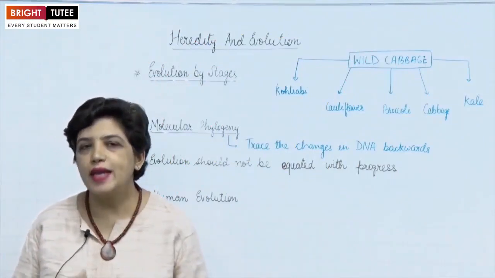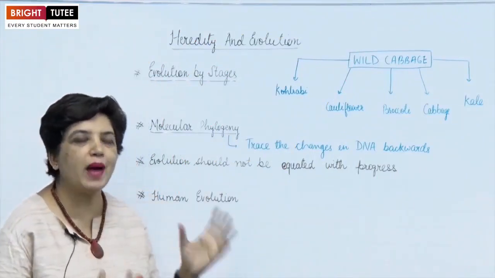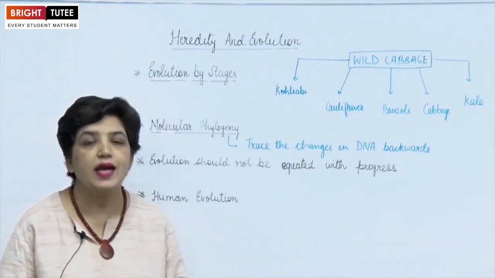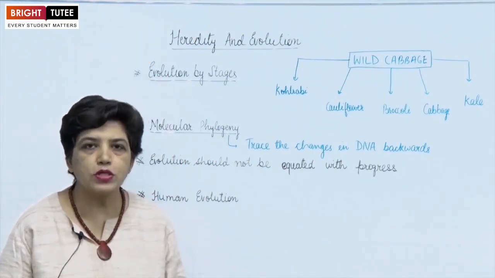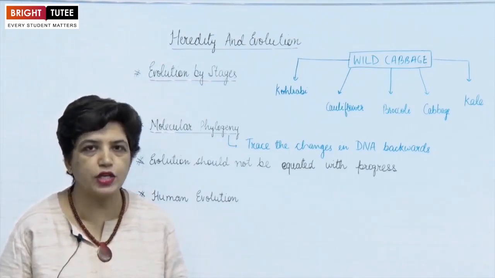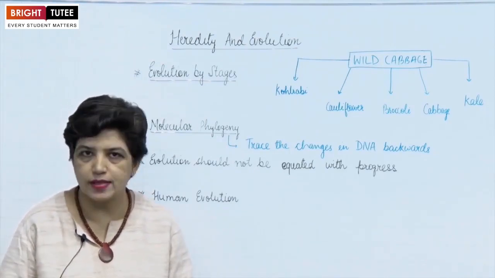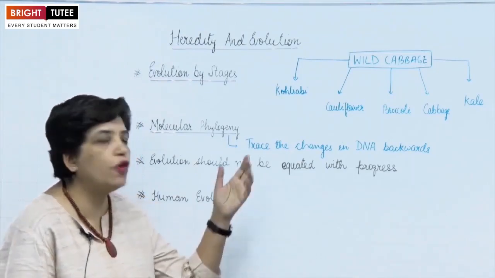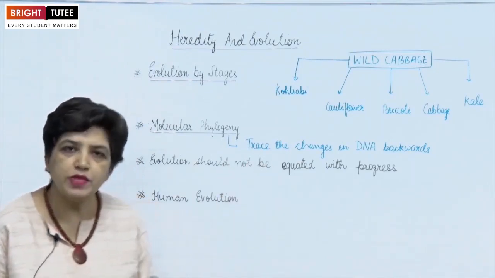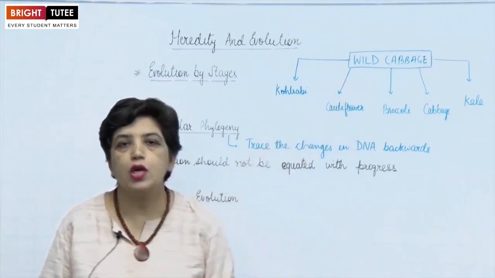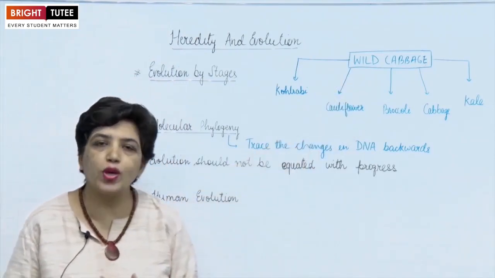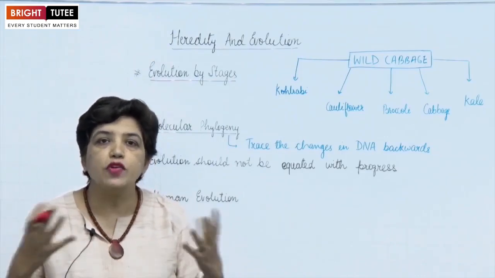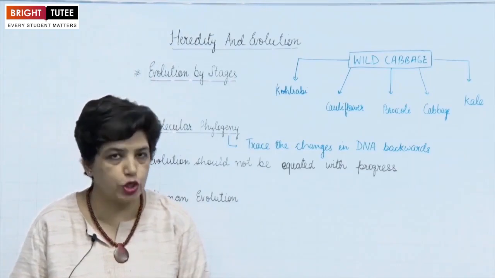So students, now I will explain the evolution by stages, taking an example of artificial selection. As I just told you, by the process of genetic drift and natural selection, new species came into existence. This will be more clear to you by taking an example of artificial selection. I am taking the example of wild cabbage. Humans have been growing wild cabbage for thousands of years. From wild cabbage, we have developed so many different vegetables.